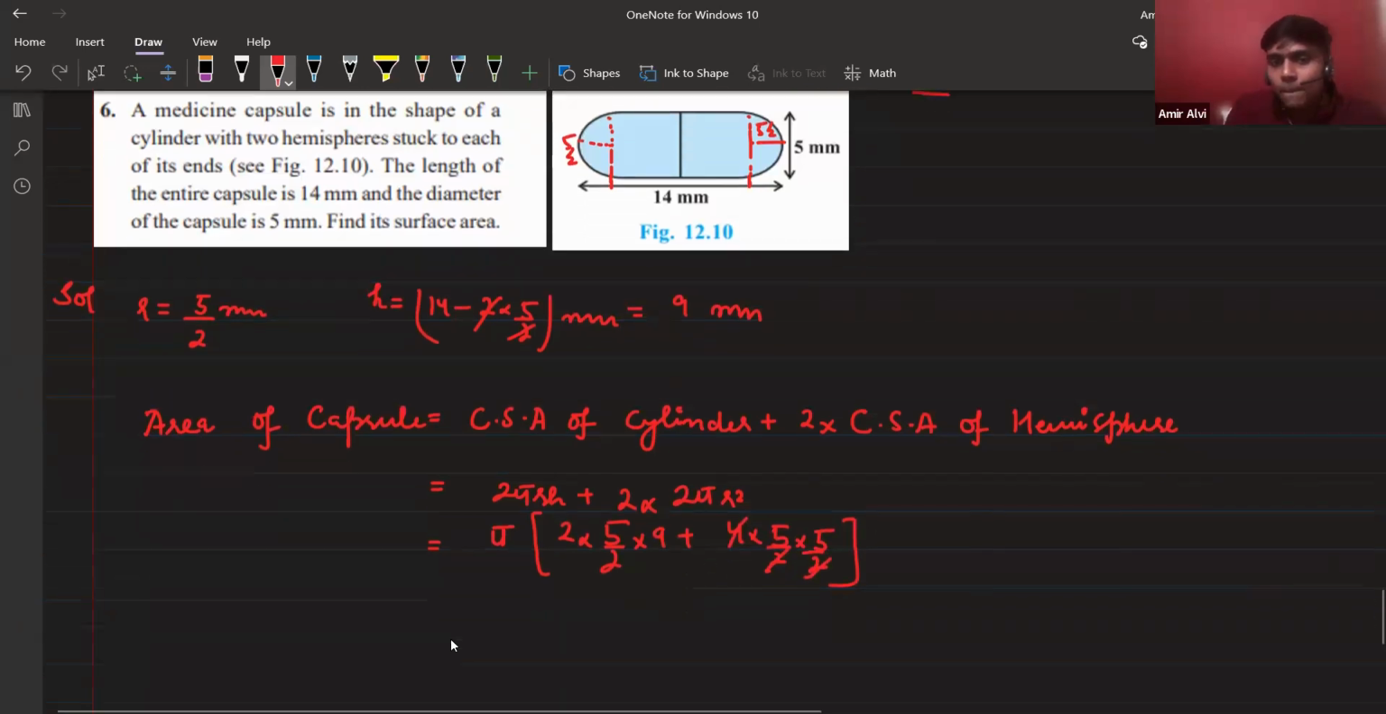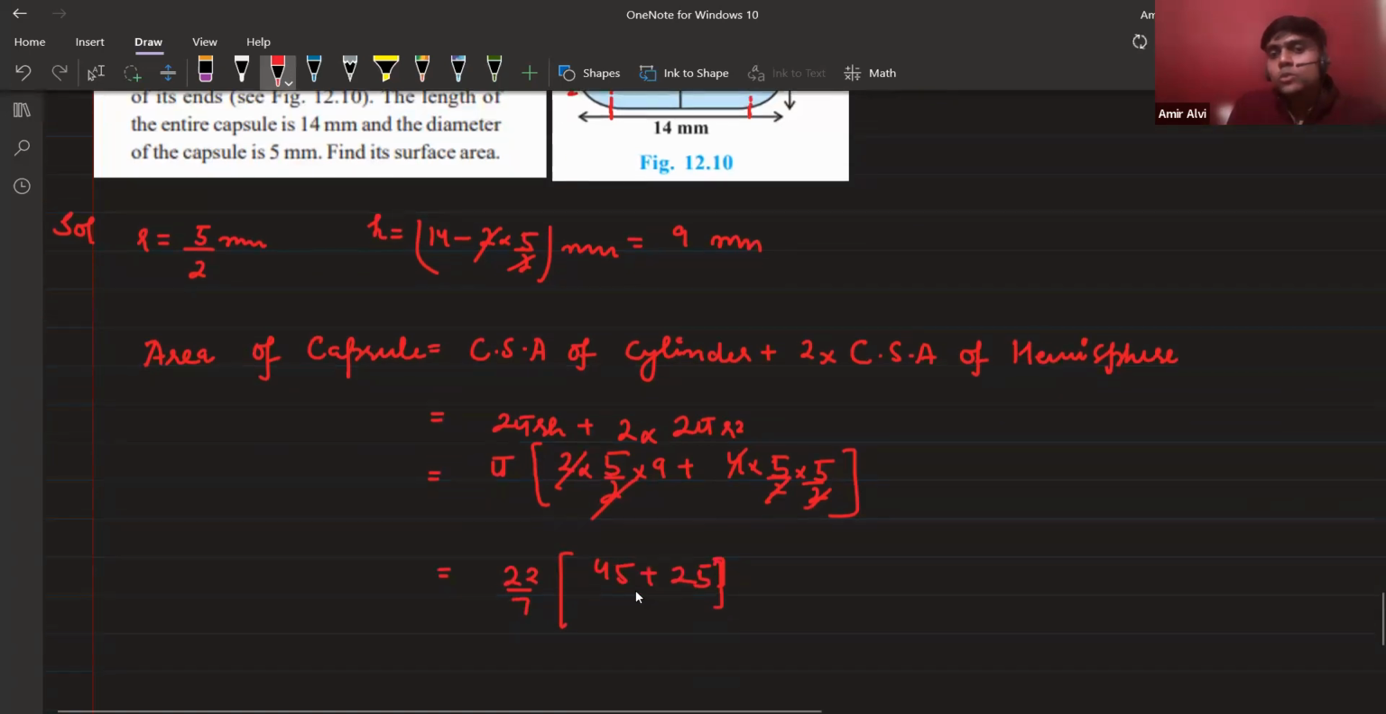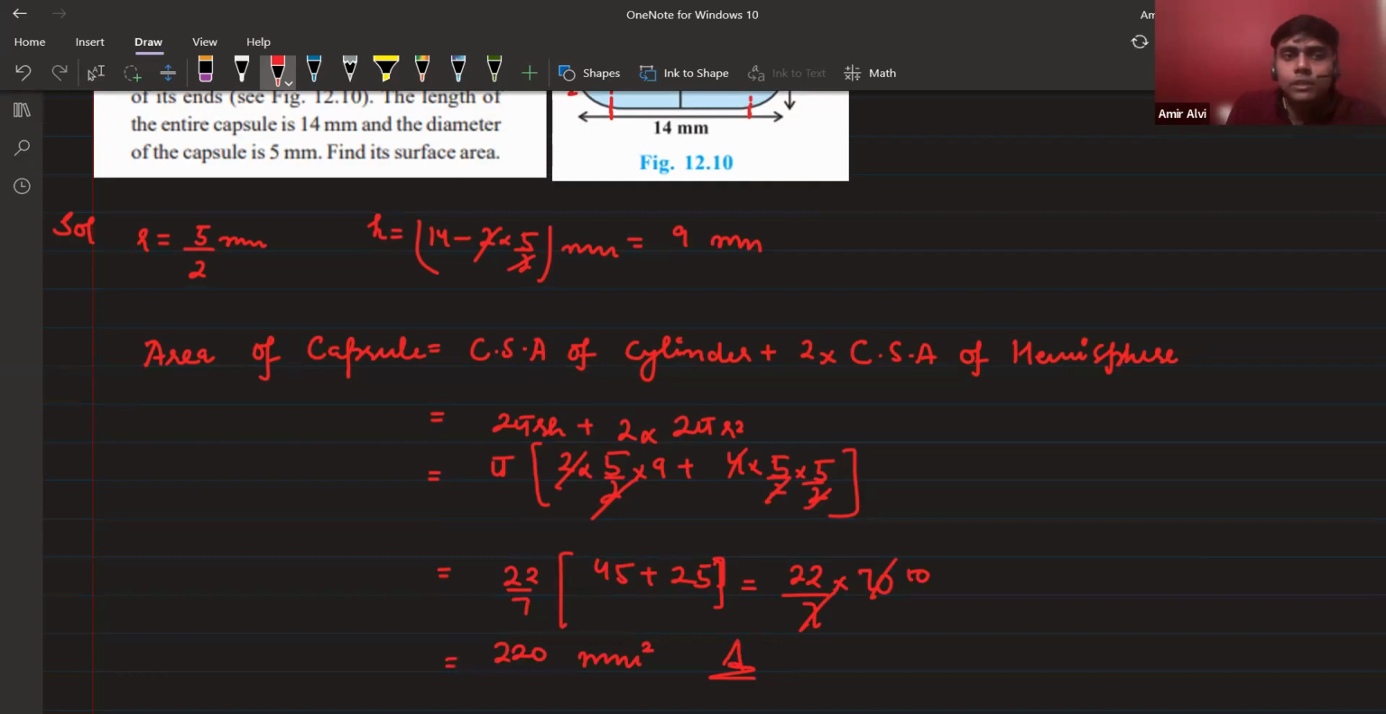And 22 by 7. This will cancel this 2. 5 nines are 45 plus 25, it's equal to 70. 22 into 7 into 70. This will cancel 10 times. So it will be equal to 220 mm square. This is the area. Is this clear to everybody? Please let me know. Sure? Okay.